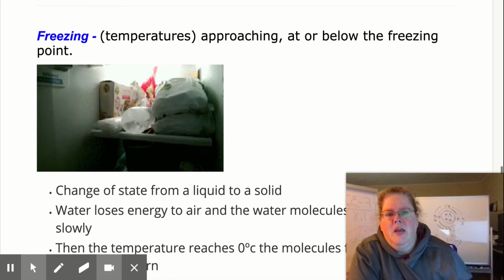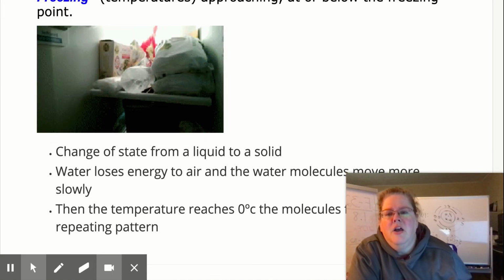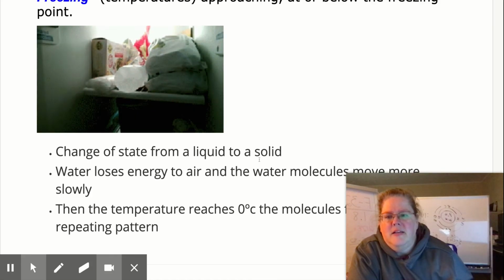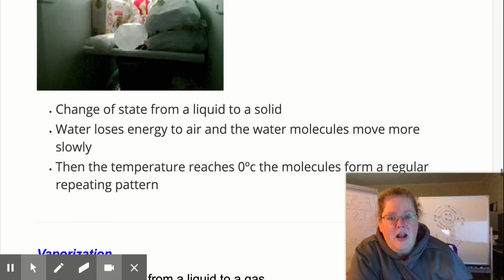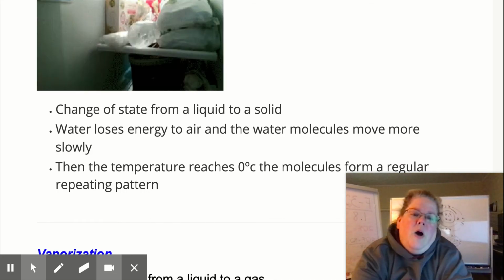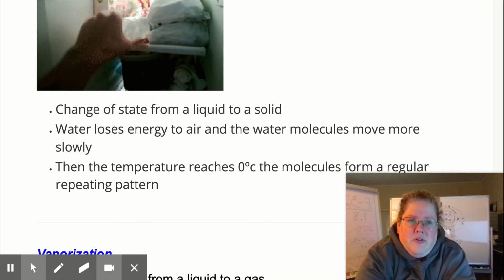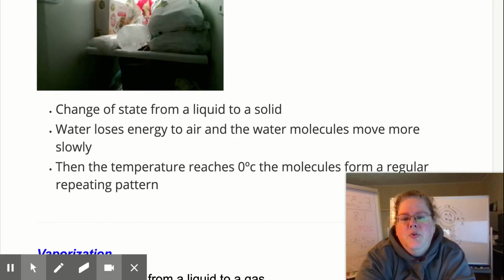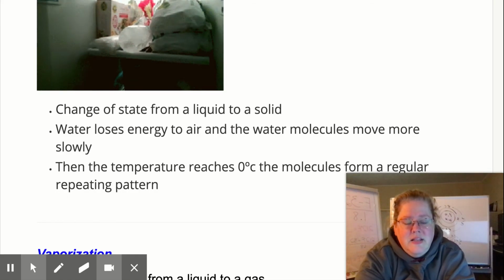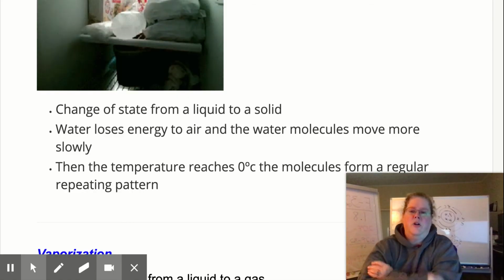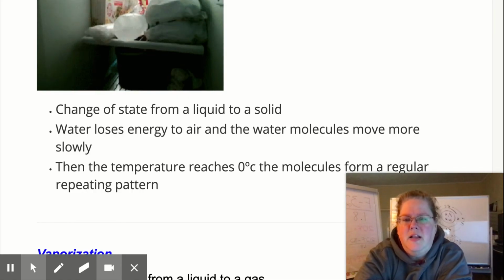Freezing: temperature approaching at or below the freezing point. You can see that going, that's forming ice. Change of state from a liquid to a solid. Water loses energy to the air, and the water molecules move more slowly because they're not vibrating as fast. And when the temperature reaches 0 Celsius, the molecules form a regular repeating pattern called ice crystals. So freezing is the change from a liquid to a solid.